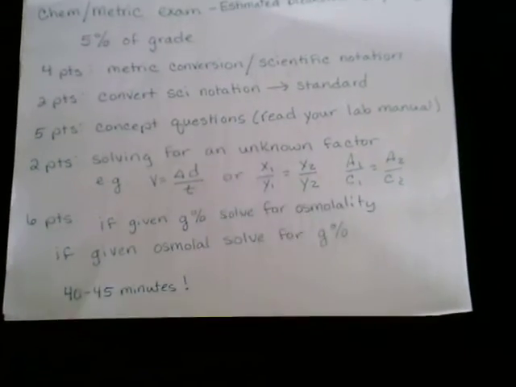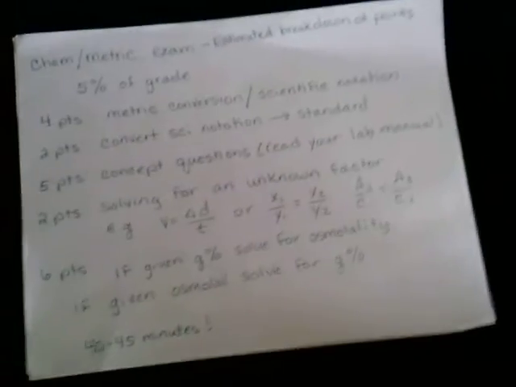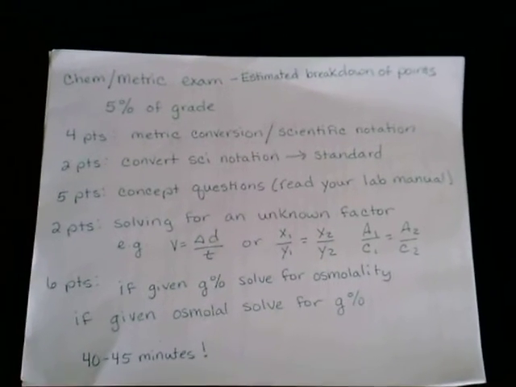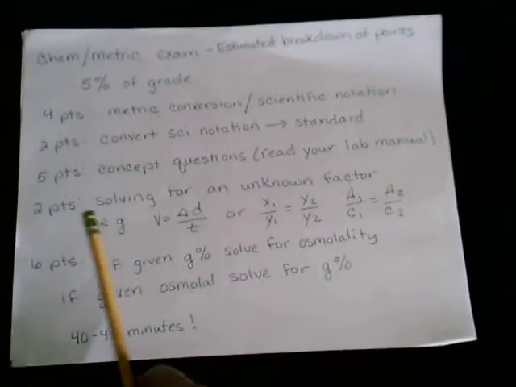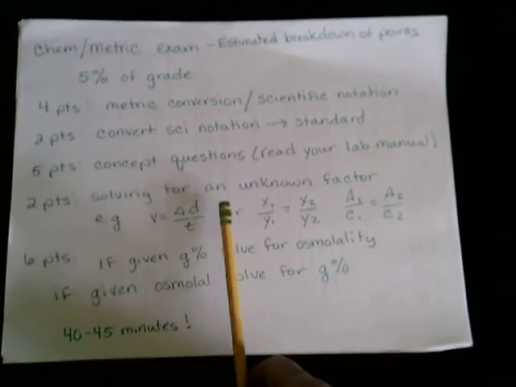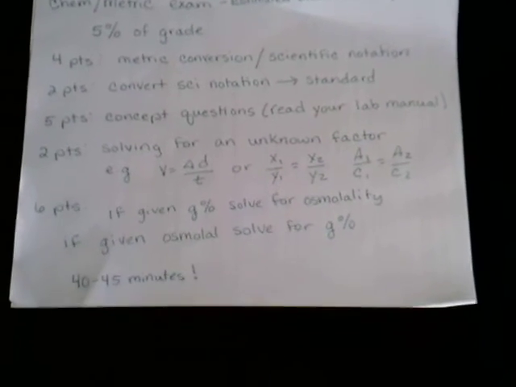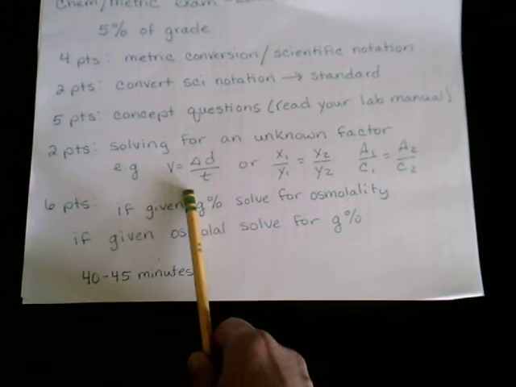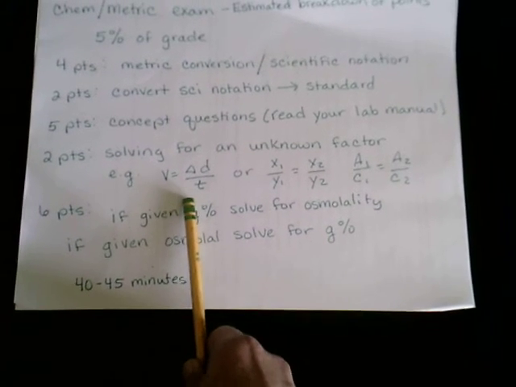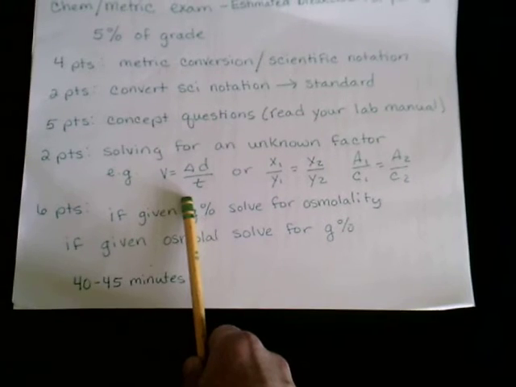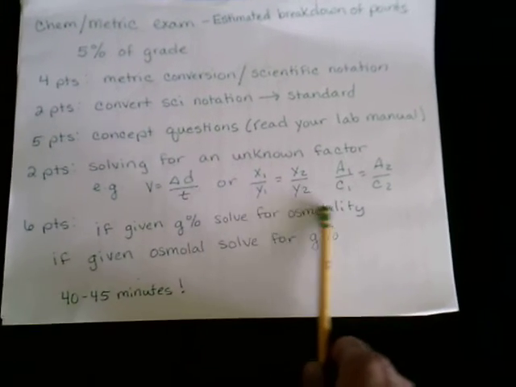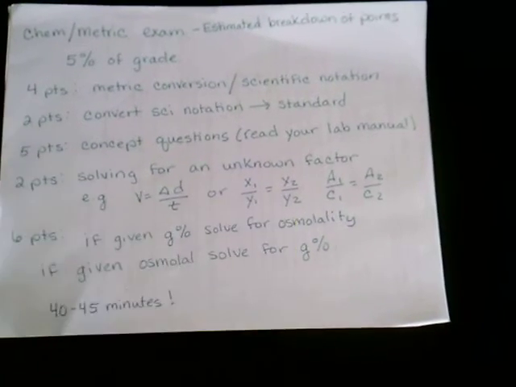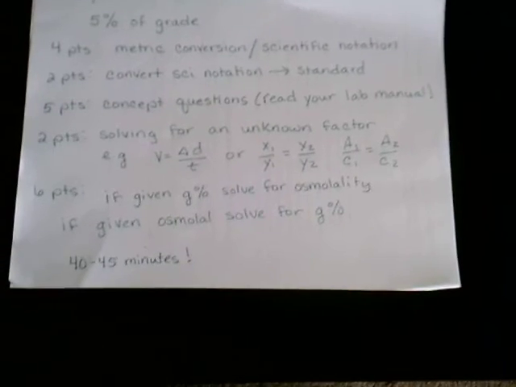Please read your lab manual and make sure you understand concepts like molarity, molality, osmolarity, osmolality. Next, you will have about 2 points worth where you're solving for an unknown factor. We've practiced some of these in class. If you know 2 out of these 3 variables, you should be able to rearrange this equation and solve for the unknown third. A similar example would be if you have 4 variables. If you know 3 out of the 4, can you solve for the unknown fourth?